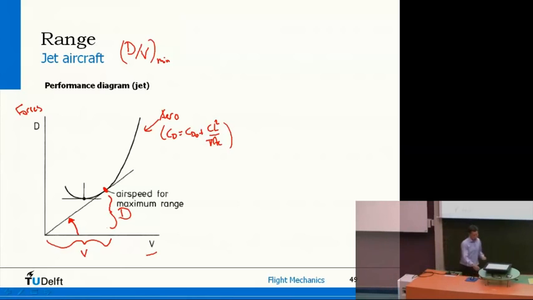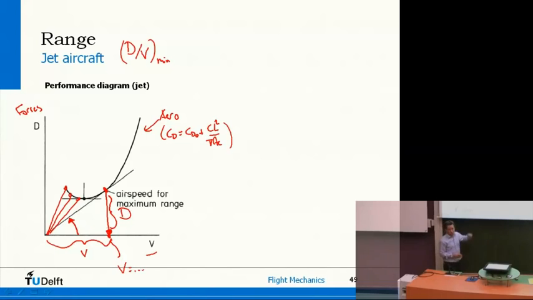Now you could draw a line from the origin to any point on the curve, but you'll see that this line that's already drawn, that's actually the line where D over V is at the minimum. So if you draw a line from the origin that just touches the curve, then that's the optimum point to fly. So again, if you have a performance diagram, then you'd simply go to the x-axis and you read, well, airspeed is some value. That will give me maximum range for a jet aircraft. Okay?